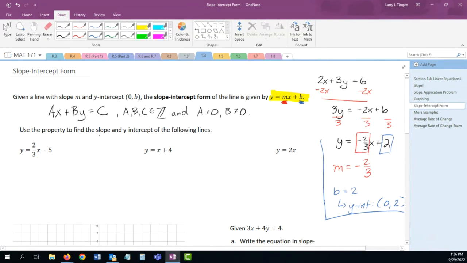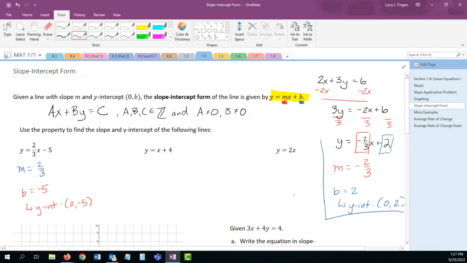Use the property to find the slope and the y-intercept of the lines. Y is on a side by itself, so the slope is the coefficient of x, not including x. That is a very, very common mistake that people make. They think the slope is 2/3 x. It's not, it's just the 2/3. Okay? And then for this one, b is negative 5, which means the y-intercept is the point 0, negative 5.